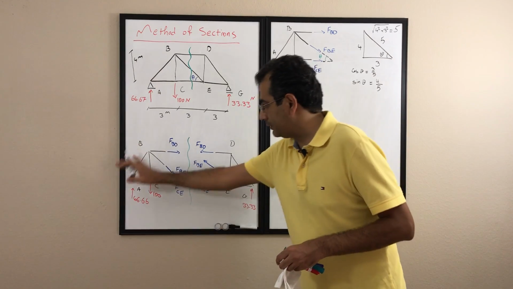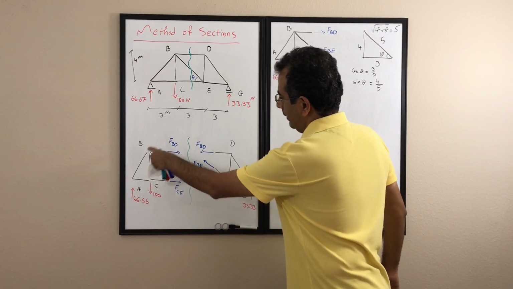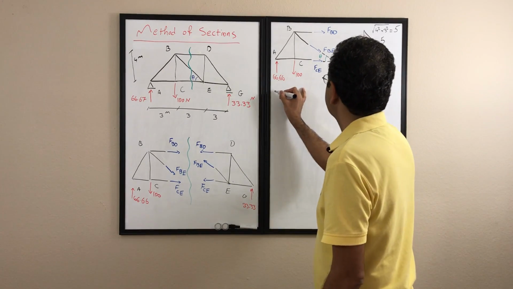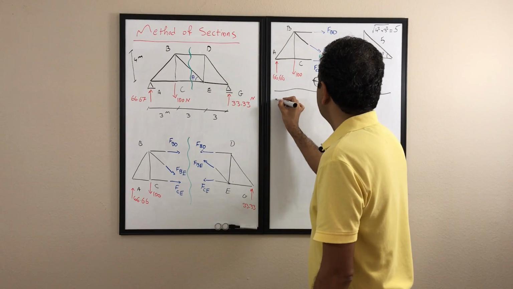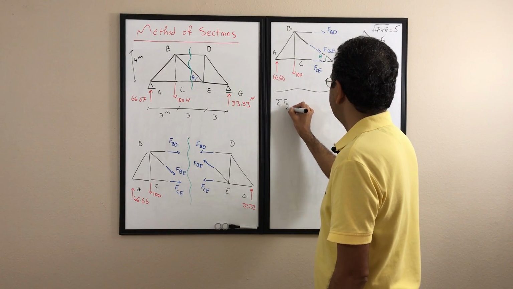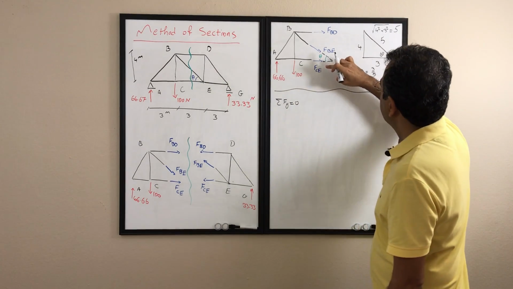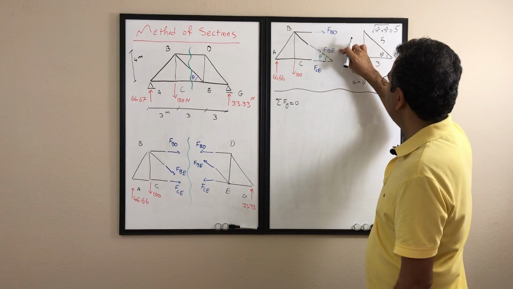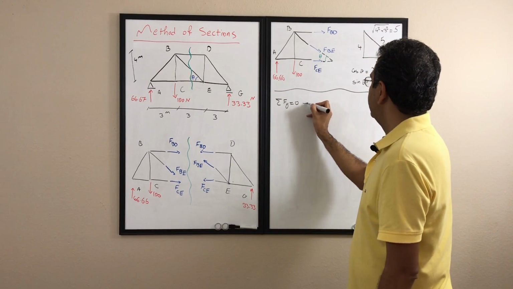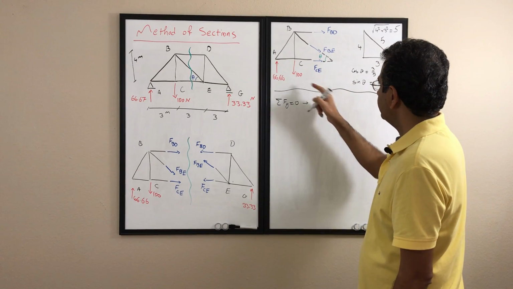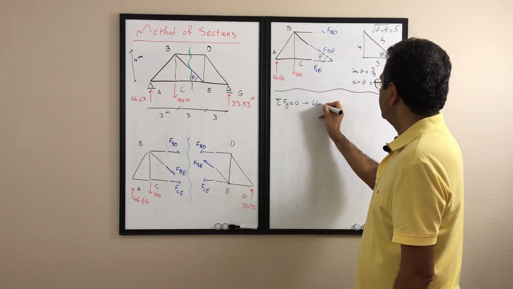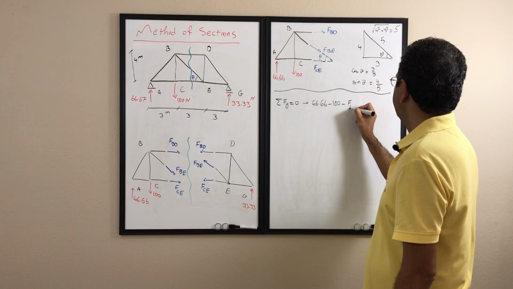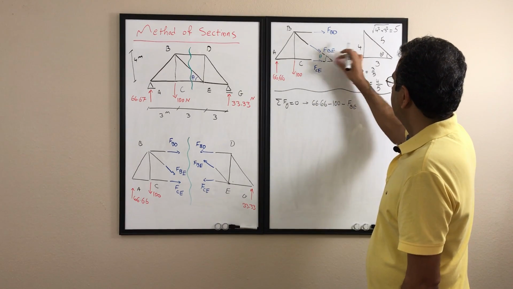So I draw this section, the left section. Now I'm going to write the equilibrium equations to find what I need. The first thing I would write is sigma Fy equals 0, because both FBD and FC are in the x direction. They don't have any y component. The only one that has a y component is FBE. Therefore, if I write that, it's going to be 66.66 minus 100 minus FBE sine theta.